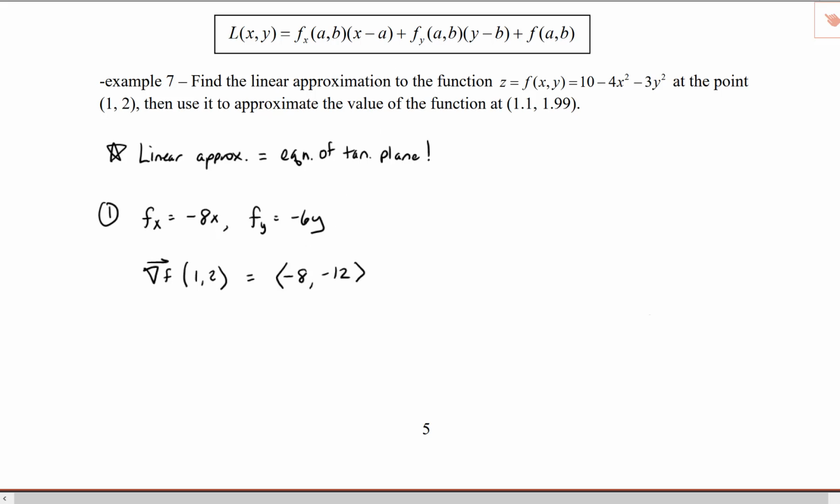And when we substitute in the point 1, 2, we get that our partial of f with respect to x is negative 8, and with respect to y is negative 12.